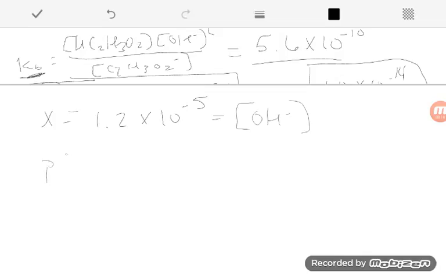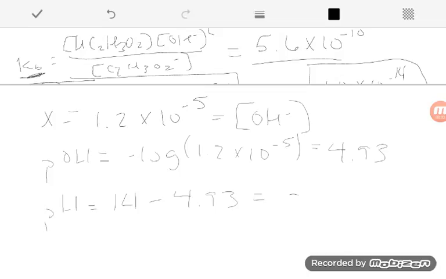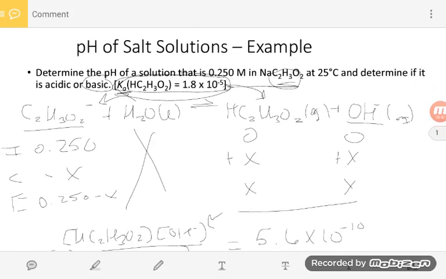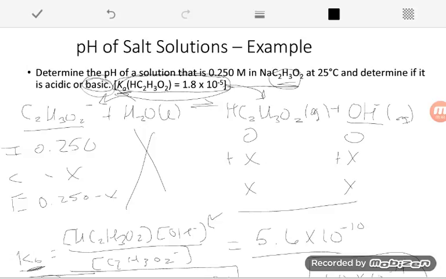The way I like to do it is to go ahead and get my pOH by taking the negative log of my OH minus, 1.2 times 10 to the negative 5, and that's going to give me 4.93. And then my pH is, of course, 14 minus that pOH, which is going to give me 9.07. So I got my final answer. My pH is 9.07. And if we go back and look, I originally thought that my solution was basic. So now this helps confirm my answer.